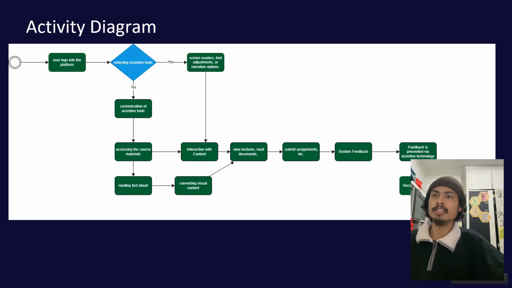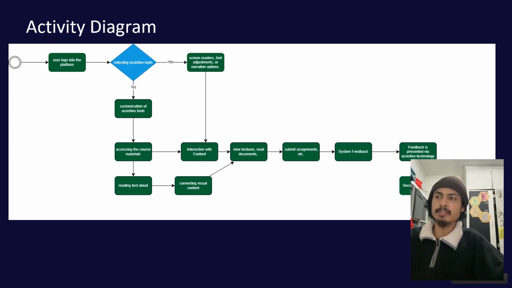So moving on to the activity diagram. I was also part of constructing the activity diagram. With the help of our previous prototype, we developed an activity diagram based on that. The first step of the activity diagram here is user login, where the user starts by logging into our platform. Second step is selecting the assistive tool. Like what kind of assistive option the user prefers, so they can choose the assistive tool here, like screen reader, font adjustment, or narration features.